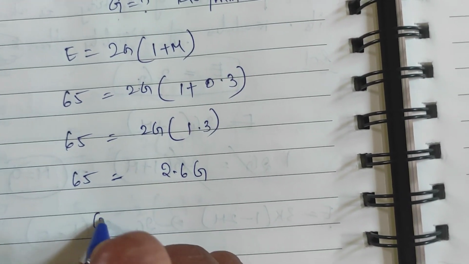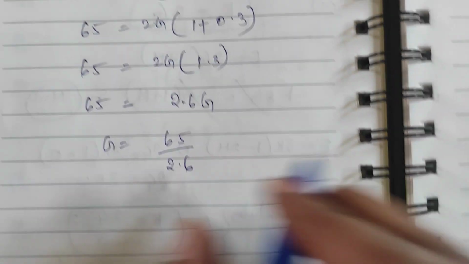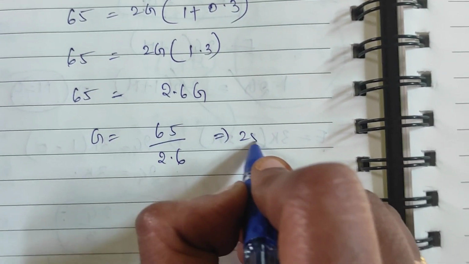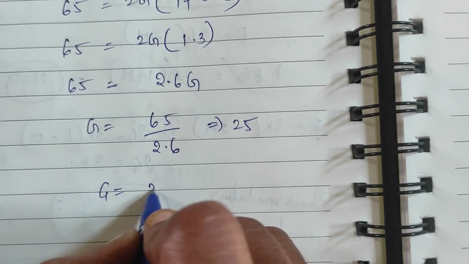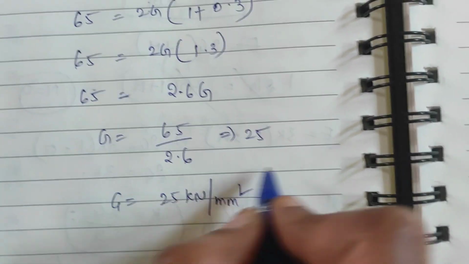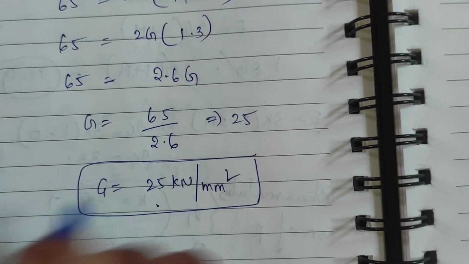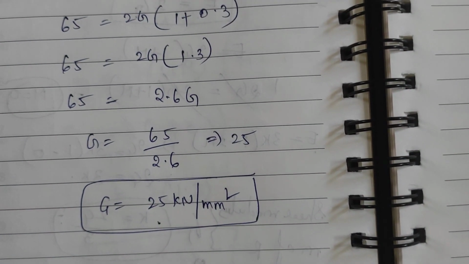So G is equal to 65 by 2.6. That is equal to 25. G is equal to 25 kilonewton per mm square. Understand? This is the value of the modulus of rigidity in kilonewton per mm square.